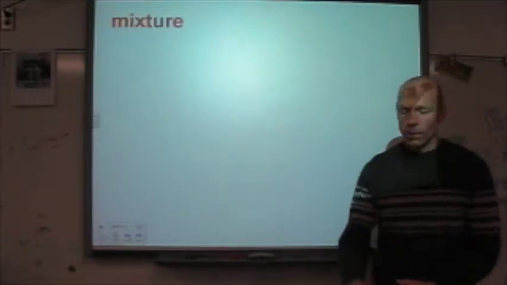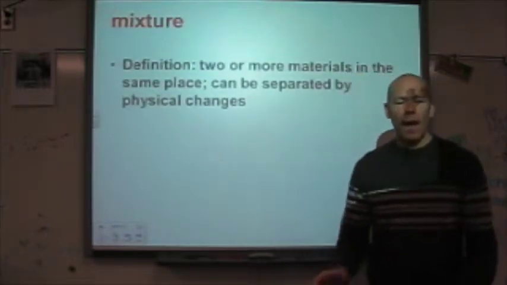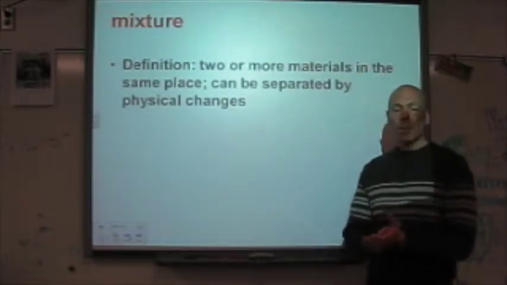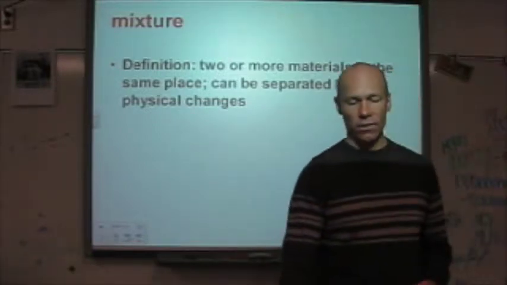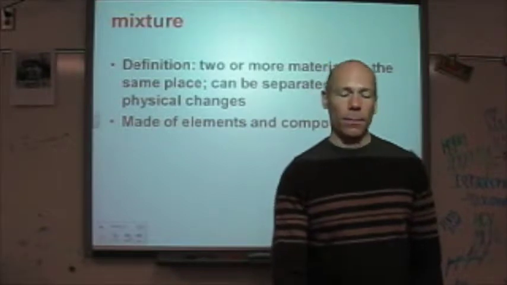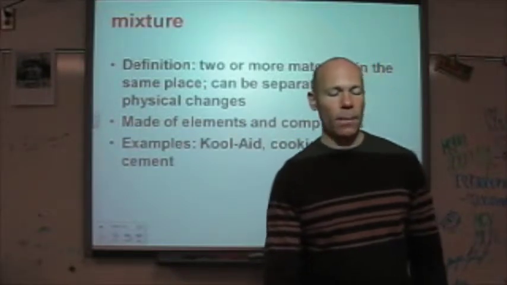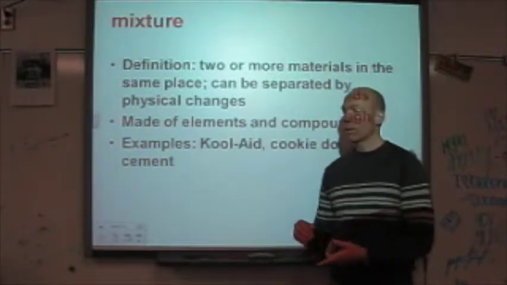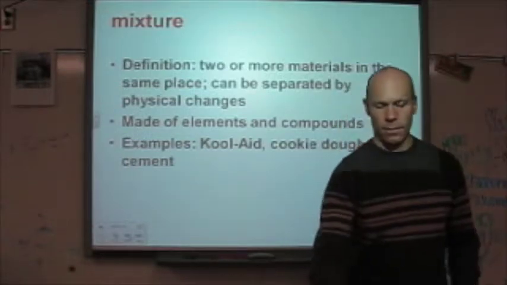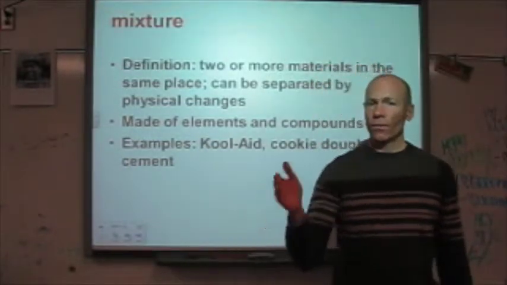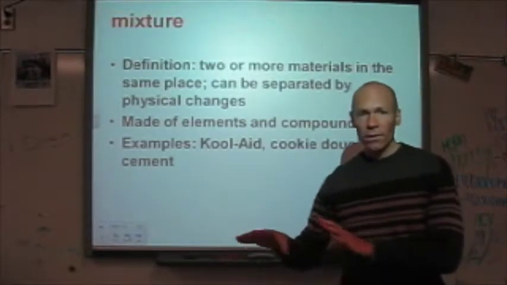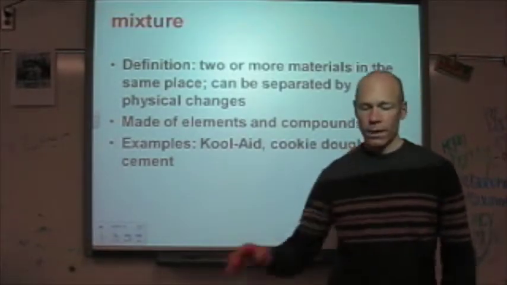Then the next definition we have is a mixture. The definition of a mixture is 2 or more materials in the same place that can be separated by physical changes. They're made of elements and compounds, and some examples might be Kool-Aid, cookie dough, or cement. So if you have any questions on those, you can feel free to rewind, write those things down, pause, otherwise we're going to keep moving forward.